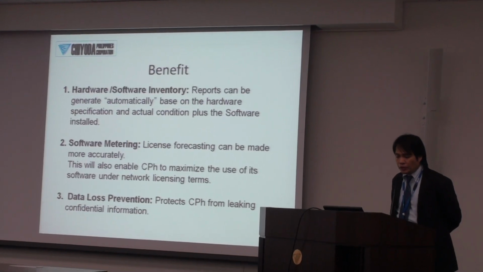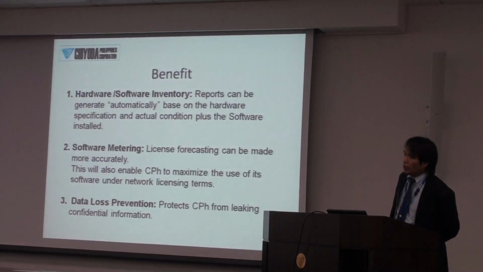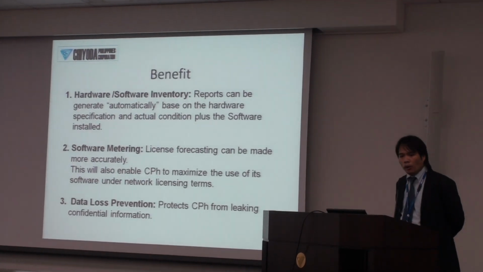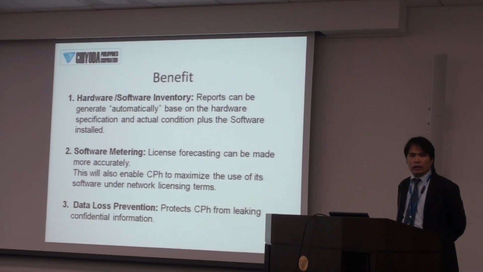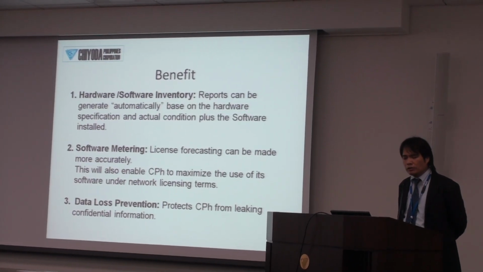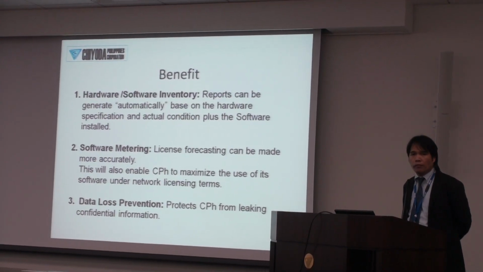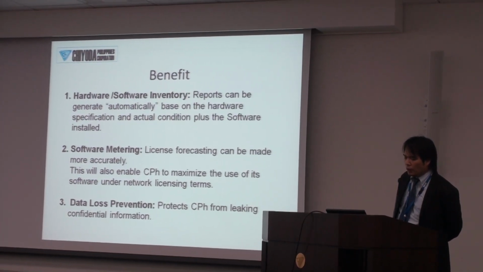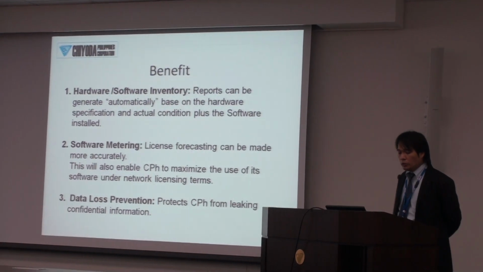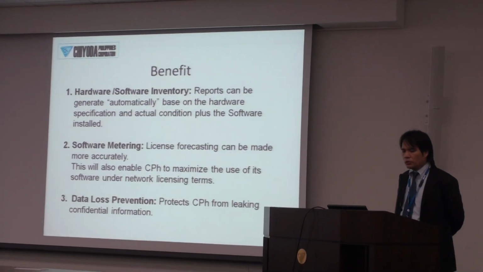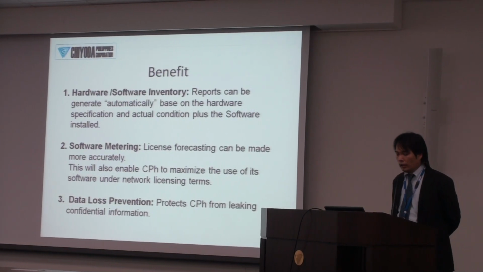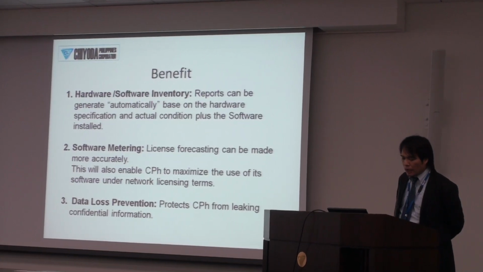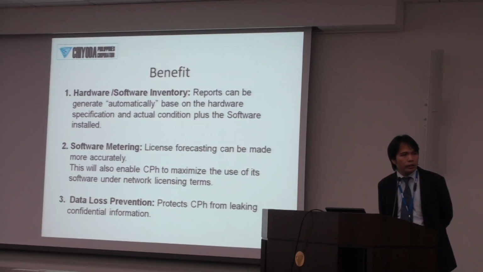Now, what are the benefits of these three applications that I mentioned? For hardware and software inventory, reports can be generated automatically based on hardware specifications and the actual conditions of the installed software. For software metering, license forecasting can be made more accurate. This will enable CPH to maximize the use of software under network licensing terms. For data loss prevention, it protects CPH from leaking confidential information.